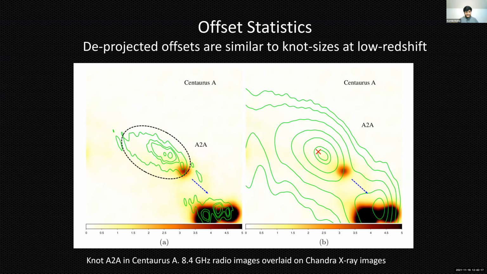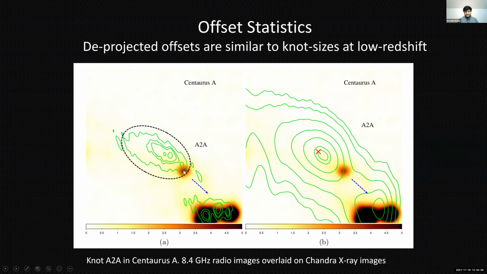So that means if we align this knot at various angles or put it at different distances and make it unresolved to the resolution of the telescope, the deprojected offsets it produces will always be similar. So if you are seeing similar offsets in a wide range of knots, then it suggests that these knots have the same structure, namely extended morphology in the radio and a compact structure in the X-rays.